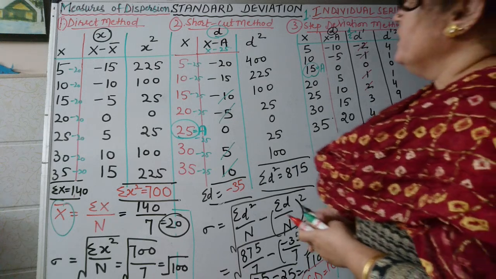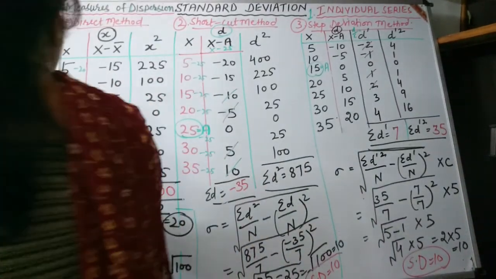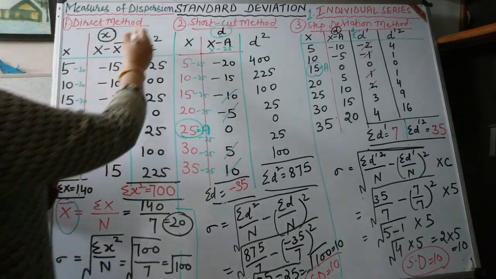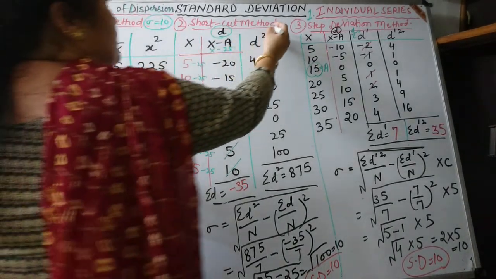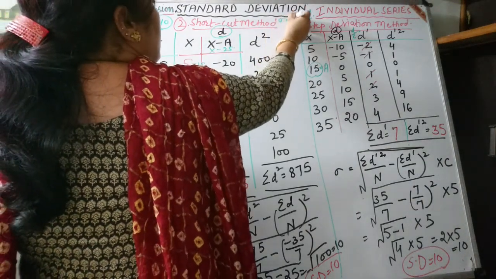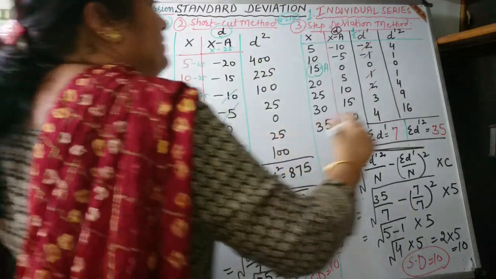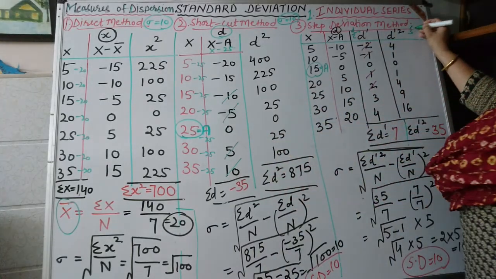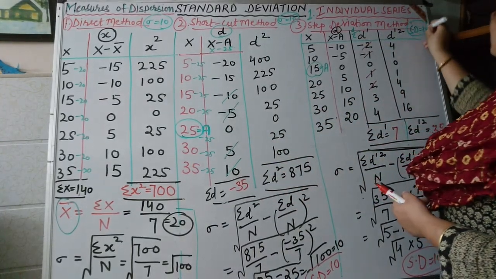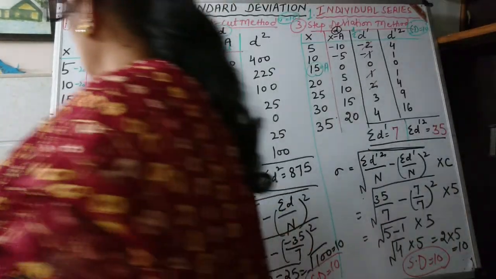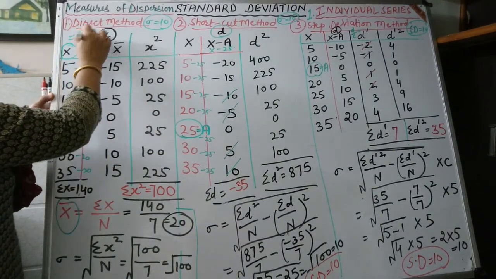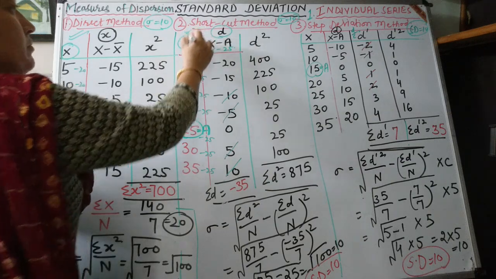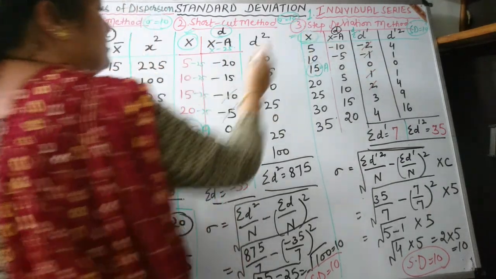So we have calculated standard deviation in all the three methods. By direct method, the value of standard deviation is 10. By shortcut method, the value of standard deviation is 10. And by step deviation method, the value of standard deviation is also 10. Because we have taken the same values of x. The value of x was same in all the three methods.